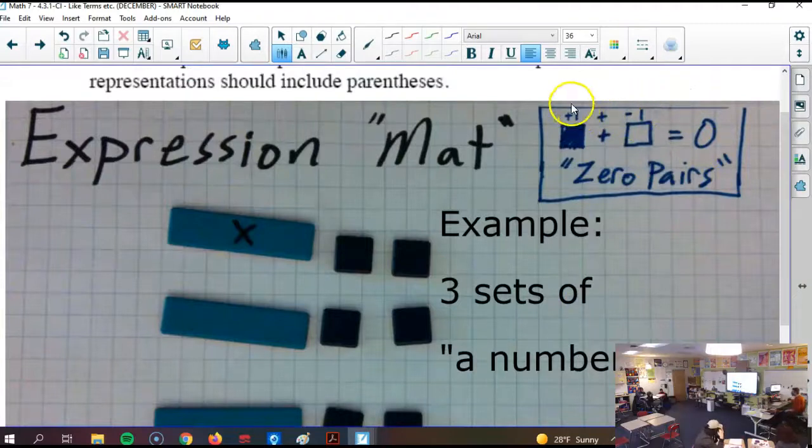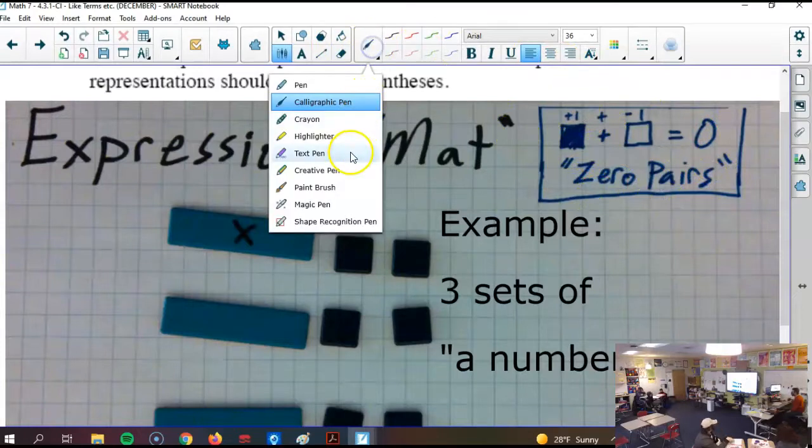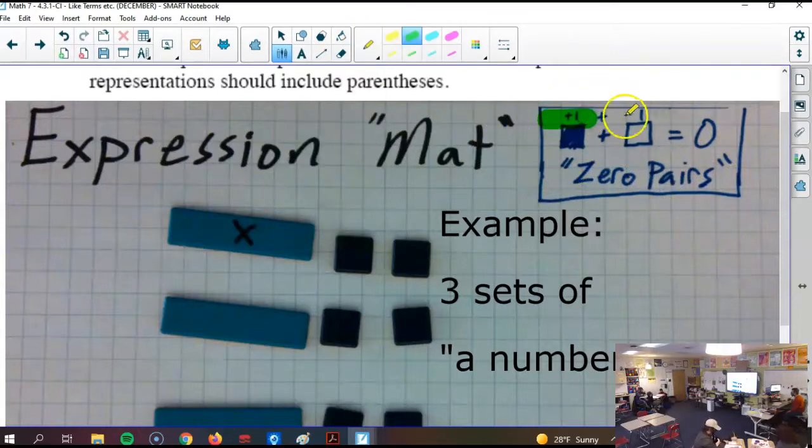Also, take a moment. Above, we put this on your paper yesterday, but above the shaded tile, write a +1. And above the empty tile, write a -1 so that you can remember what's positive and what's negative. Shaded is positive. Empty is negative.